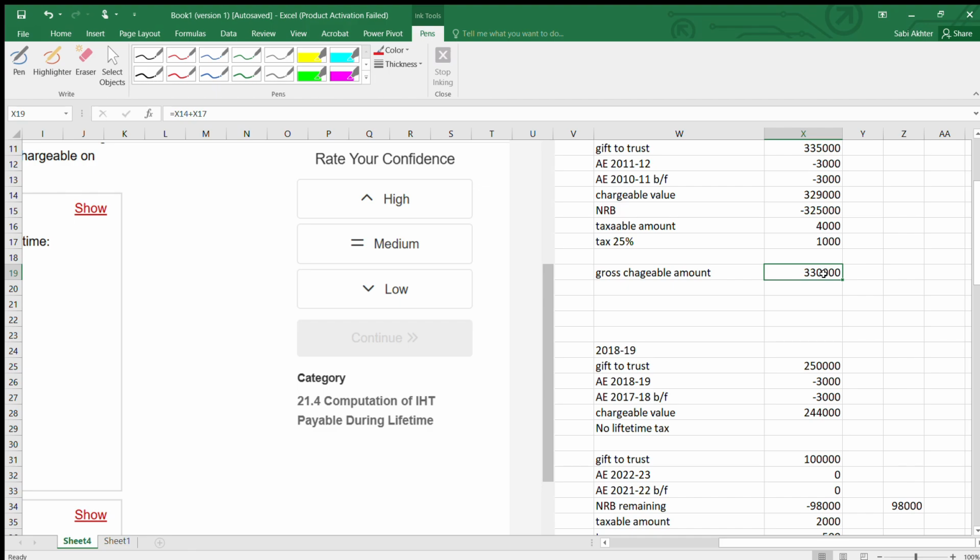So now no nil rate band, this 244 is only the amount. And so the tax would be at what? This time the trust is paying it, so tax would be at 20%. 20% on this, it's 48,800. You don't have to add it with the chargeable value because this is the gross amount. Okay, next we are moving on to 2023-24.